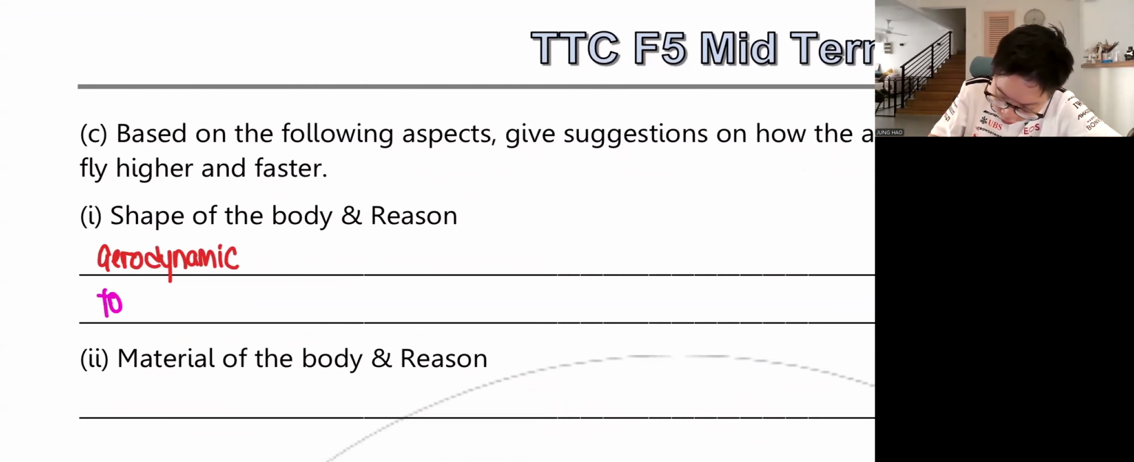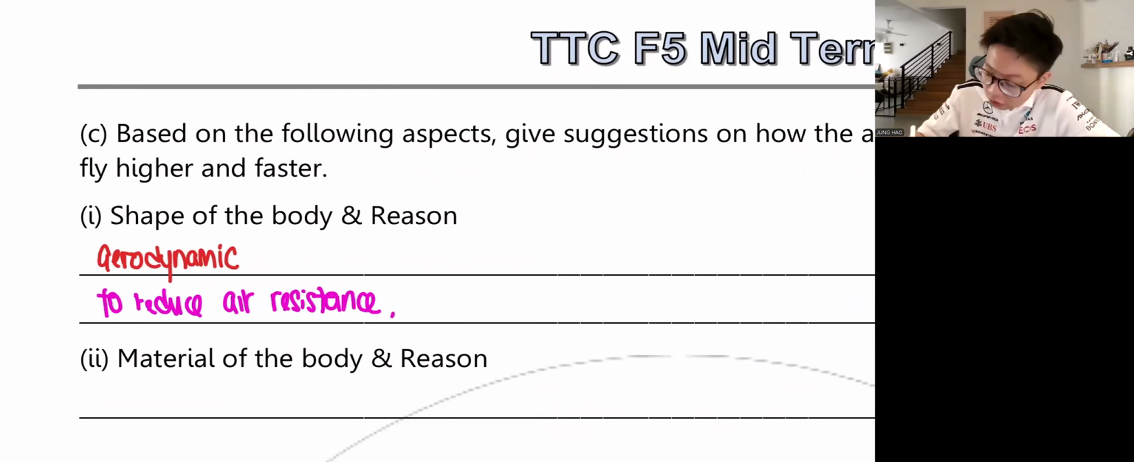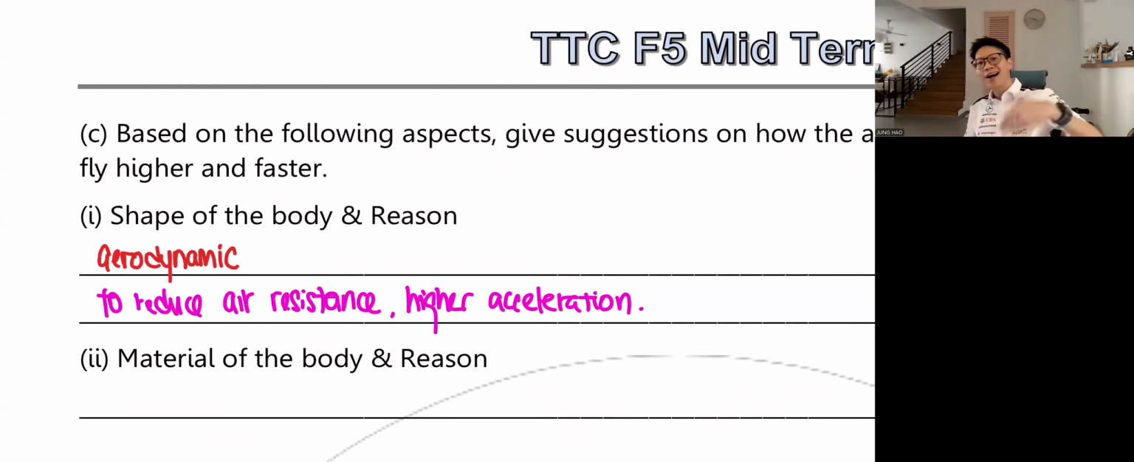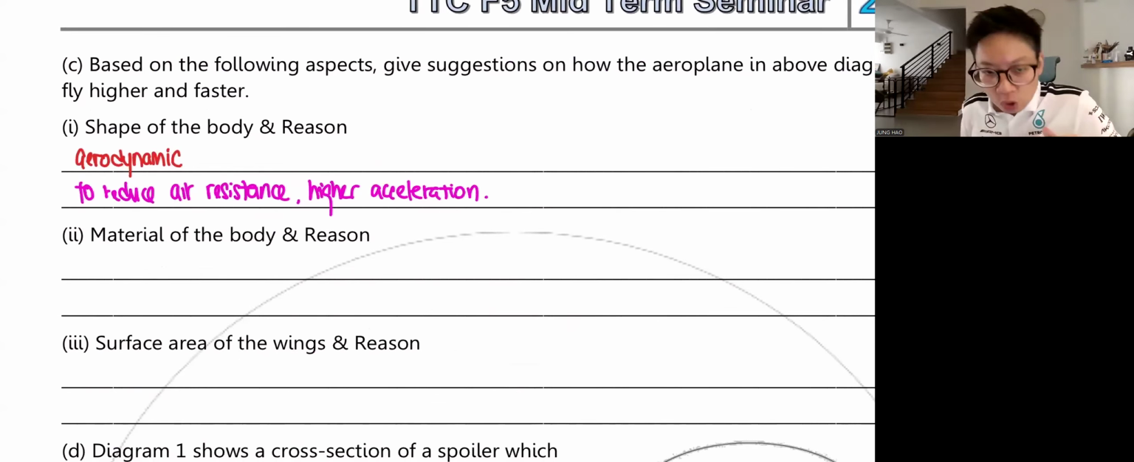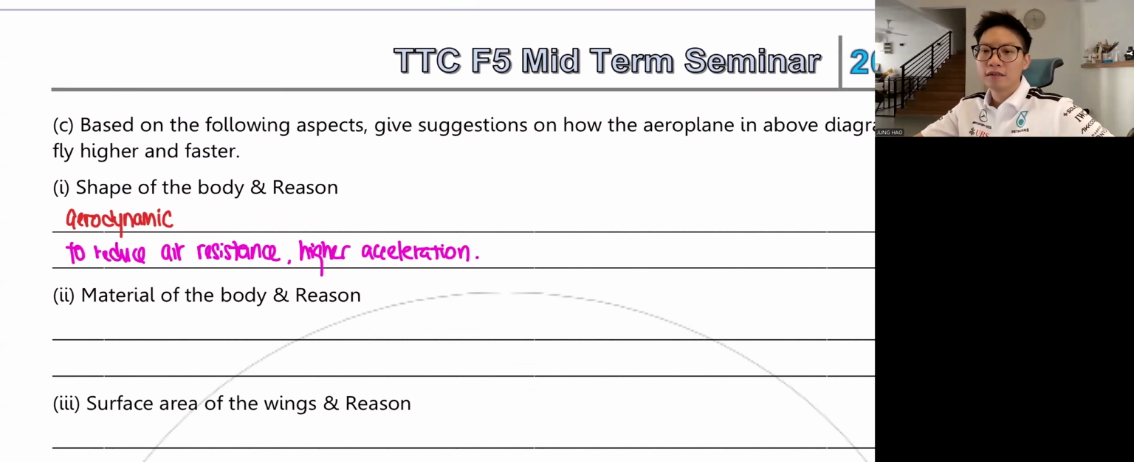meaning it is used to reduce air resistance. Okay, so why reduce air resistance? So that it will have a higher acceleration. So you can technically have a higher acceleration value. Okay, what about the material of the body? So the material of the body will be what then, guys?